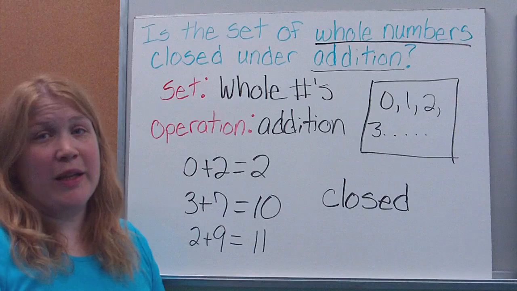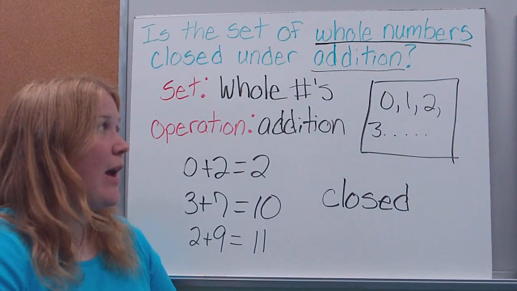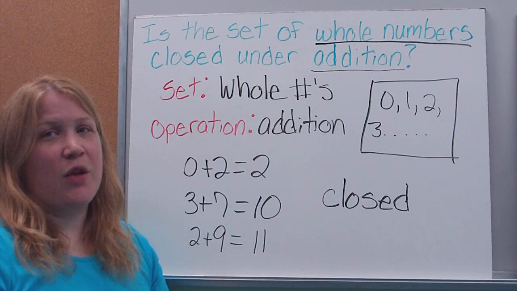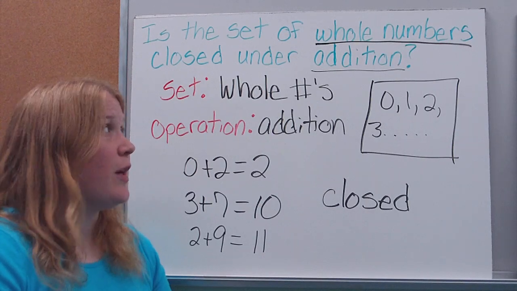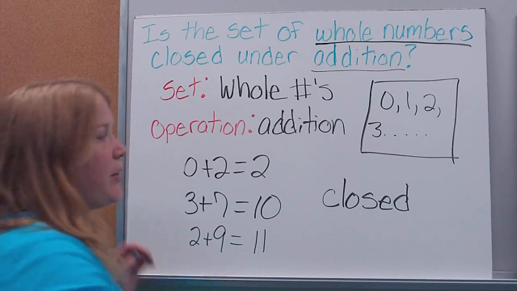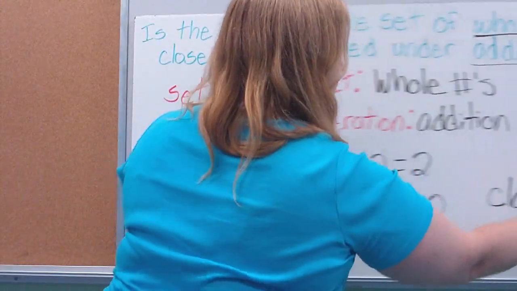Or we could say it could be closed, as we haven't tried every possibility, and that would be impossible. But this looks like it's a closed set. I can't think of any way to add two whole numbers and get something that is not a whole number. So let's try another one.